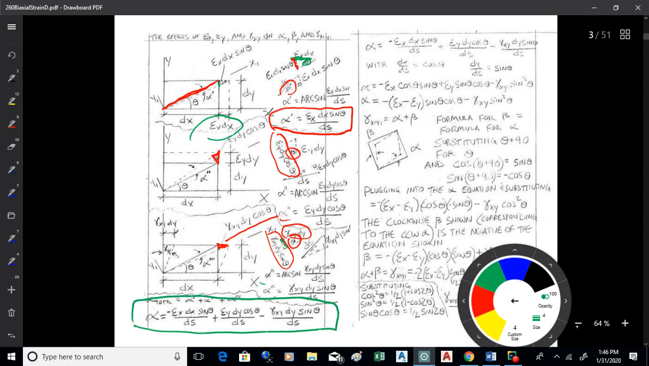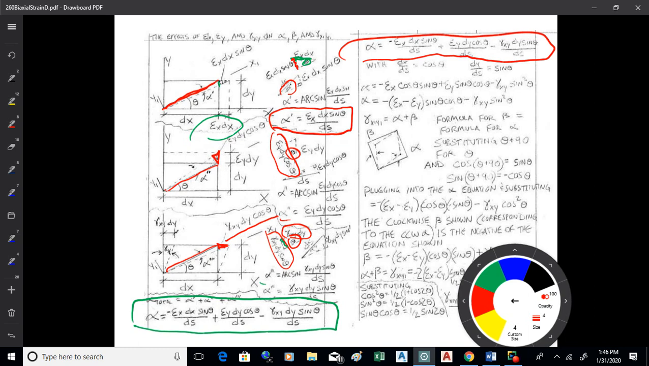To get that total angular change of the hypotenuse, which is what I want because that relates to my shear strain, I'm going to add those three things together. I'm going to realize that dx over ds is cosine theta, dy over ds is sine theta, and I'm going to collect terms and get what I call an angle alpha there. There's the formula.